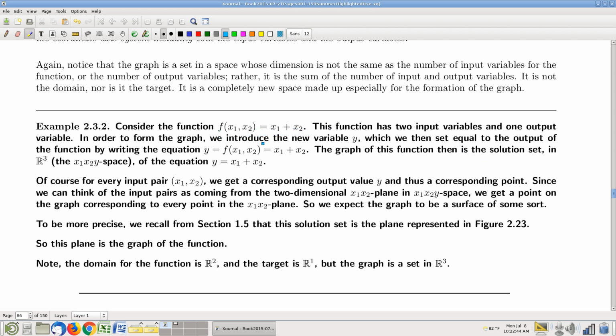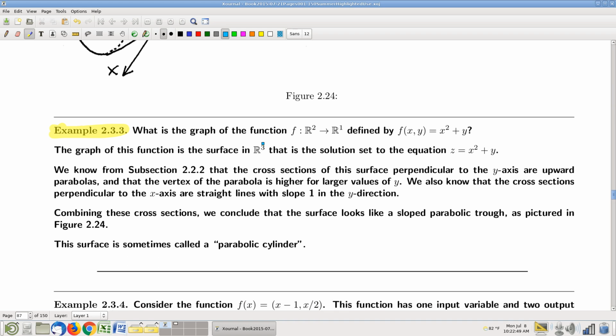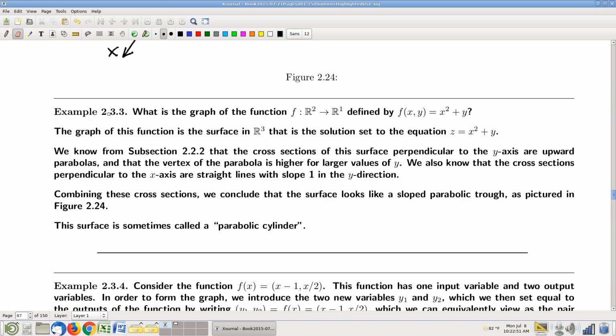Again, it's not the function, it's the graph of the function. Okay. All right, here's another nice example. This one's a little bit less algebraically convenient, but let's look at this function here from R2 to R1. That formula, x squared plus y. That's not a typo. I didn't mean y squared. This is f of x, y equals x squared plus y.